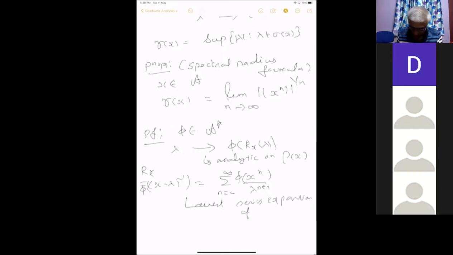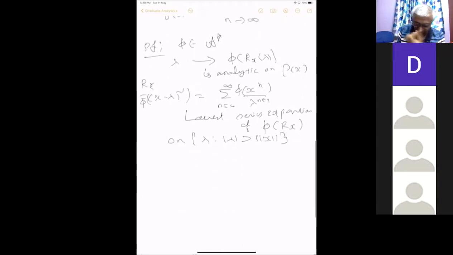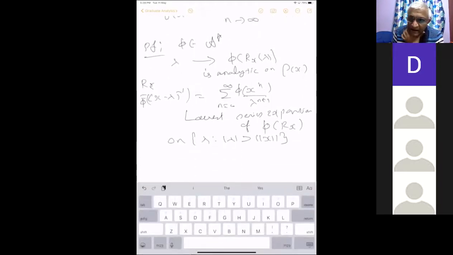This is the expansion of this function phi of R_x on the region of lambda such that mod lambda is greater than norm x. We proved that if mod lambda is greater than norm x, then x minus lambda is invertible and the inverse is precisely given by this. So when mod lambda is greater than norm x, phi of (x minus lambda) inverse is given by this series. So this is a Laurent series which is valid in mod lambda greater than norm x.